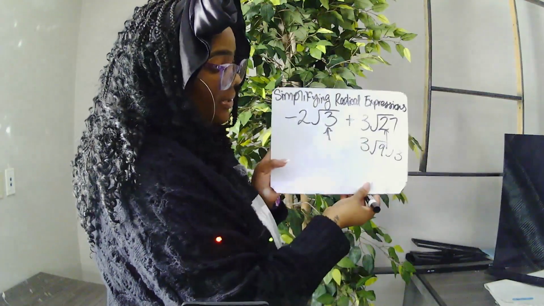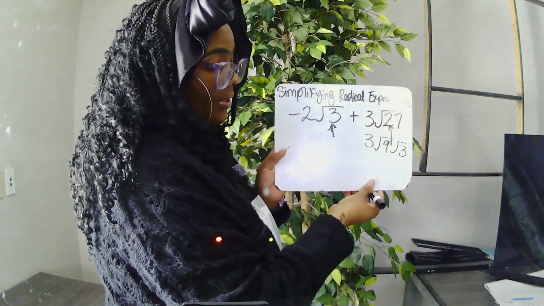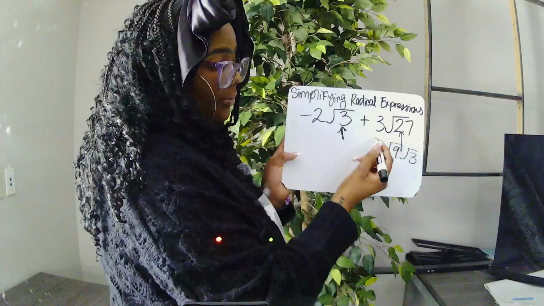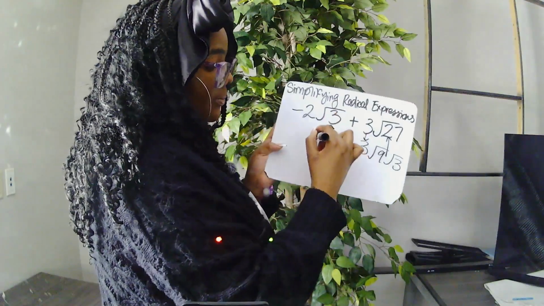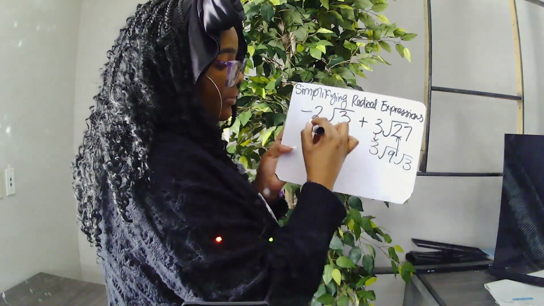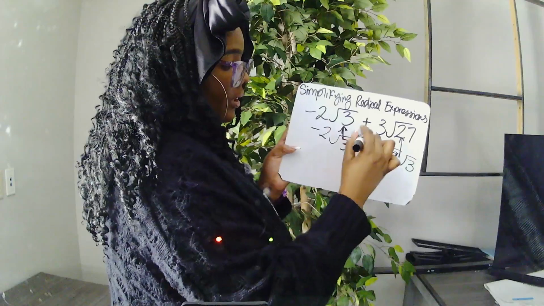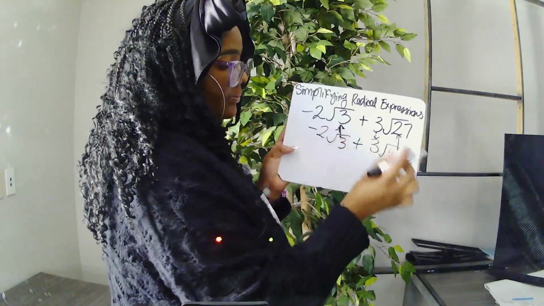And what I'm doing now is bringing down everything I did not use yet. I did not use this 3 yet. I did not use this radical 3 yet. And I did not use this -2 yet. And I'm going to put the plus sign back in the middle.